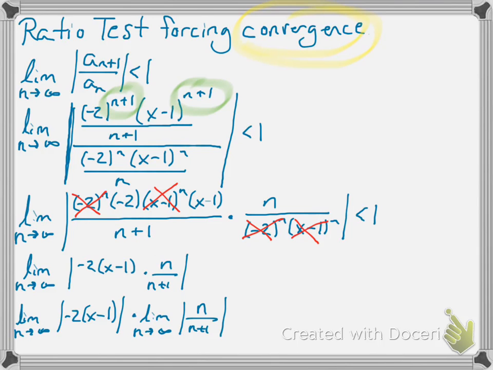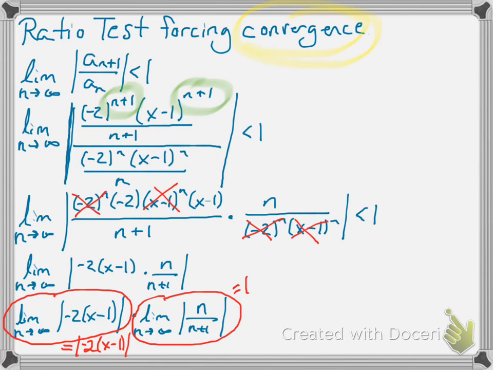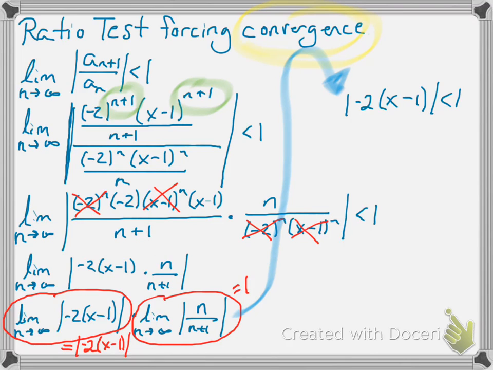That's good because we can now evaluate each limit by imagining letting the letter n become infinity. The only one that has n in it is the second portion of the product. And if I have an n over an n plus 1, that is heading towards 1 as n becomes closer and closer to infinity. As to the other portion, there are no n's, so it's going to be the same. It's just going to be the absolute value of negative 2 times the quantity x minus 1, all in absolute value. So let's clean that up one more time. We want that absolute value to be less than 1.